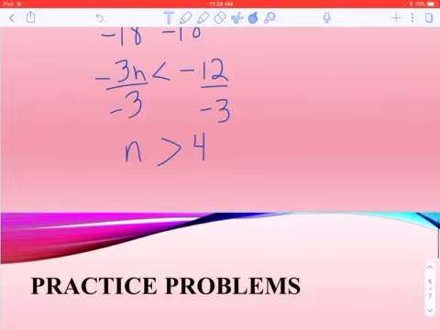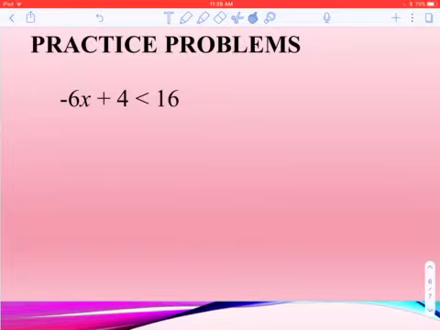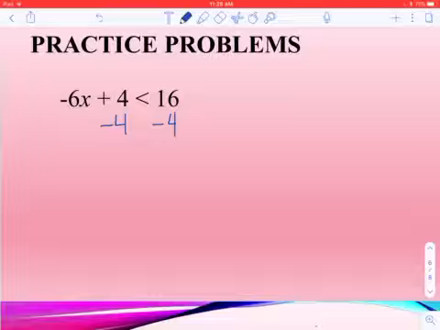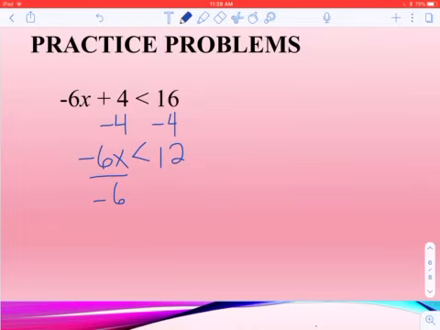So here are a couple practice problems for you to work on. The first step on here is going to be subtract 4 from both sides of the inequality. And because you subtracted, you do not change the inequality. That gives me negative 6x is less than 12. Then I'm going to divide both sides by negative 6. I divided by a negative, so I am going to switch the inequality. This leaves me with x is greater than negative 2.